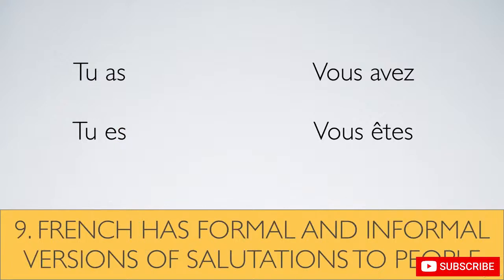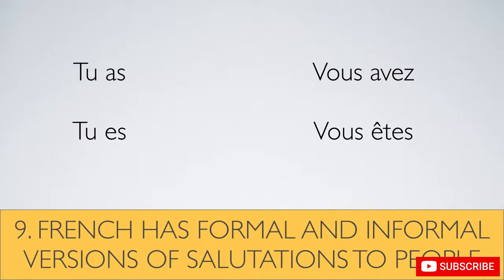Also, French has formal and informal versions of salutations to people. So, as we'll learn in the coming lessons, tu is used for informal occasions. When you're talking to a young child, who you may or may not know, or you're talking to a family member or a friend, then you use the informal, which is the tu. If you're talking to someone who you don't know at all, or you're talking to a boss or the queen, for example, someone who you want to be a little bit more formal with, you use the vous. So here we have tu and vous.